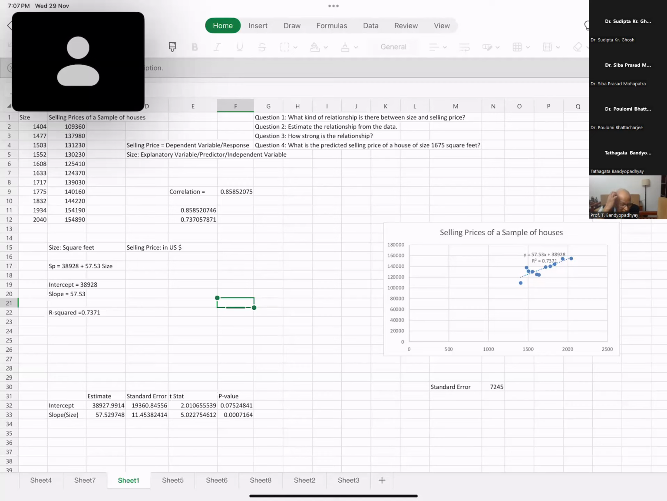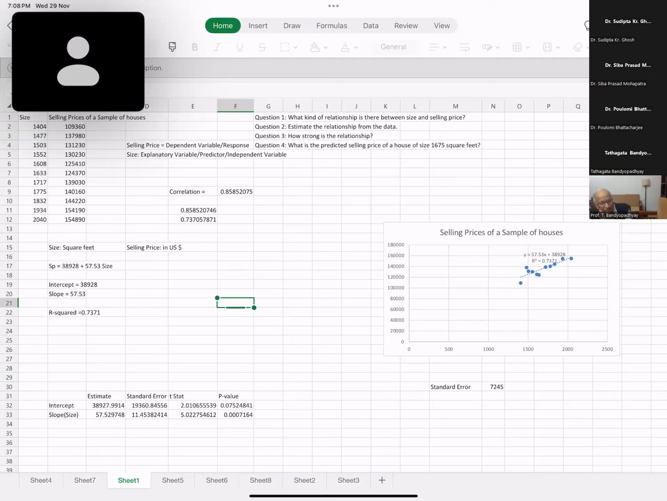Okay, what is important here, you see that size is what we often call a variable. A variable means a quantitative character which takes different values. So size is a variable, and selling price is also a variable which takes different values. So I have two variables, okay?